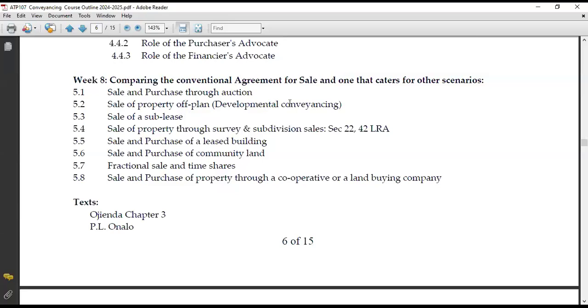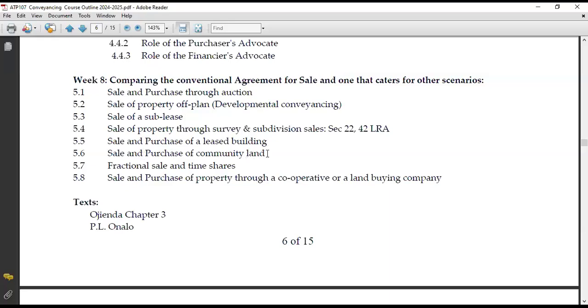Sale of property off plan, we have dealt with it. Sale of a sublease, this one has not been tested. This one can come. Sale of property through survey or subdivision sales, this one has come. Sale and purchase of leased building, 5.5, this one has not come. Look at that.